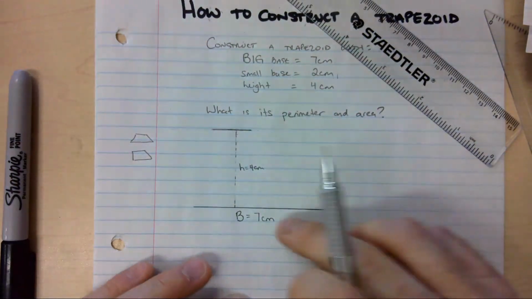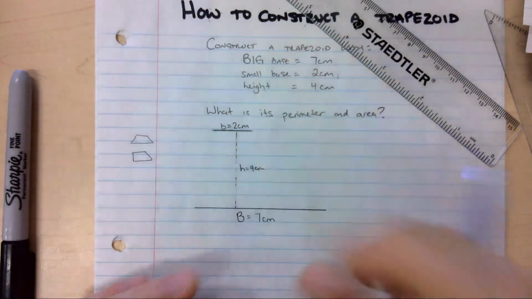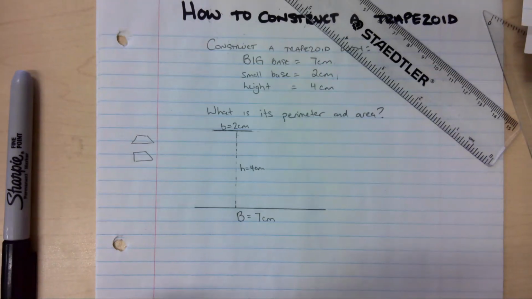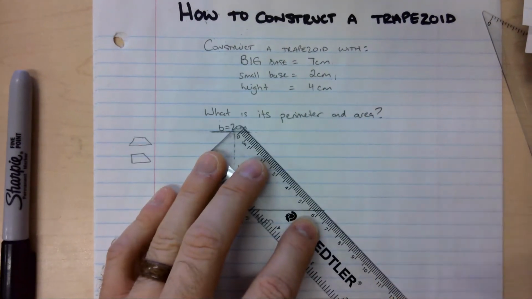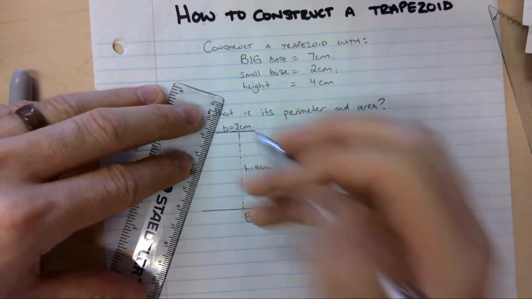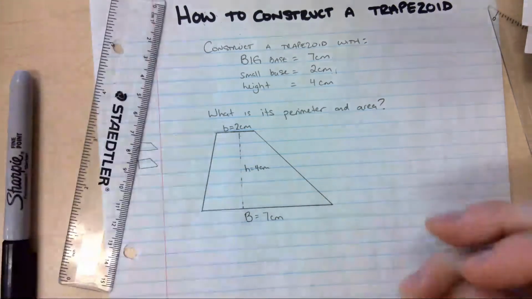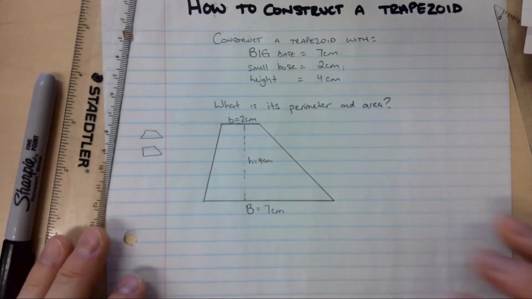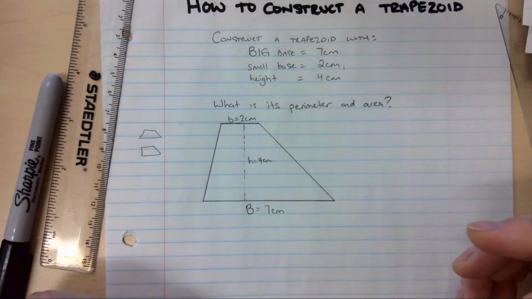So now I know that this big base and this small base are parallel to each other. All I need to do is connect the two sides. There we go. So that's my construction of a trapezoid. Now I'm going to find its area and its perimeter.